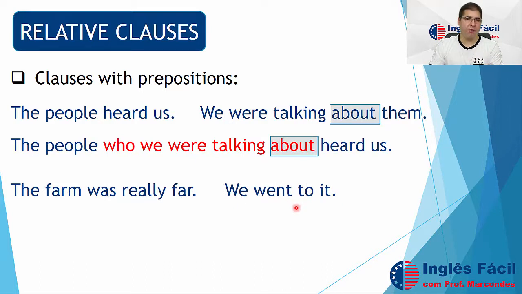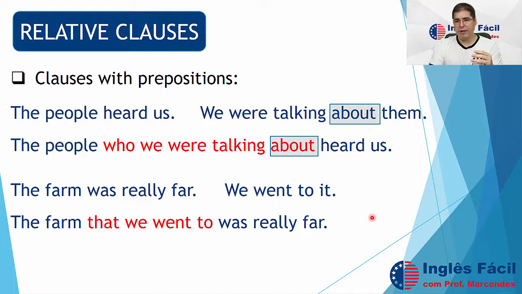We went to the farm. Now, putting them together, we have: The farm that we went to was really far. Again, look here, we have the preposition to after the verb went, and it's going to remain after the verb went, no matter that the object pronoun here, it, was replaced by that. Now, that changed place, okay?